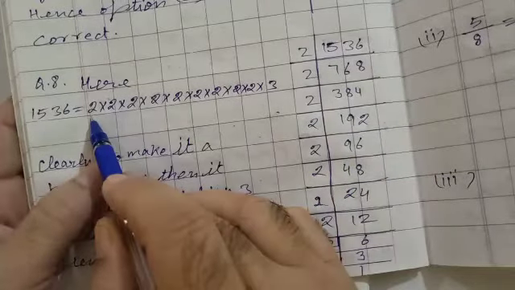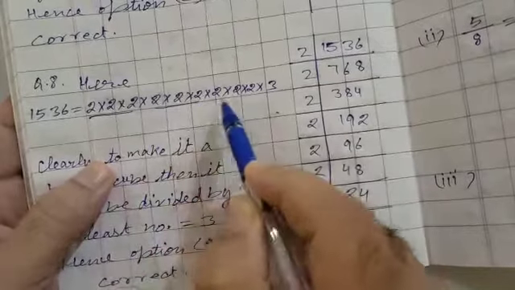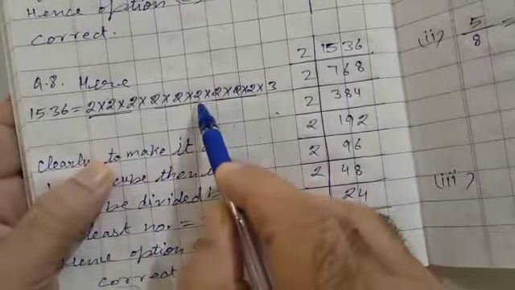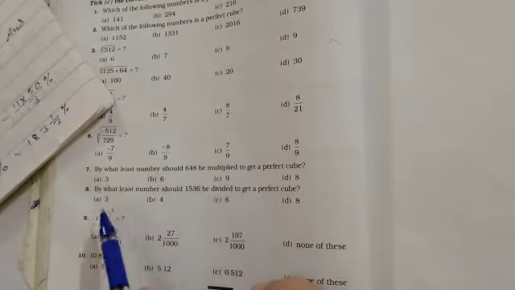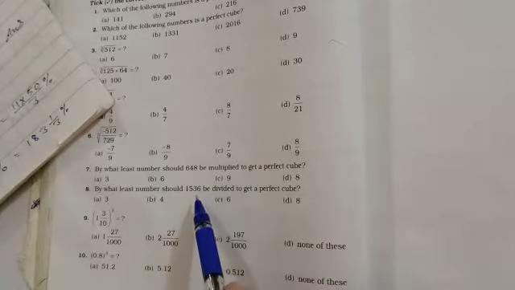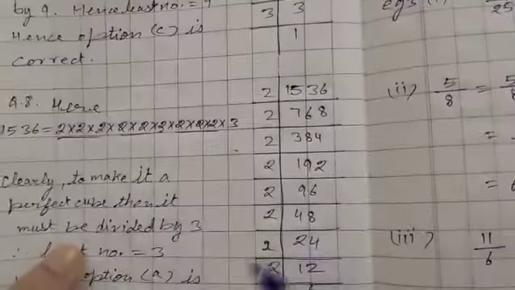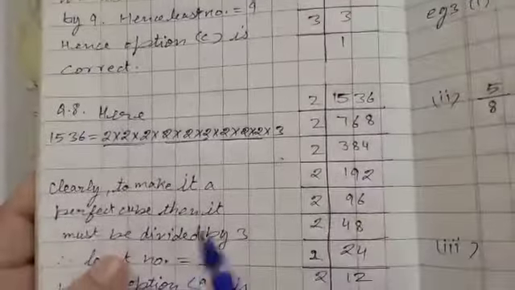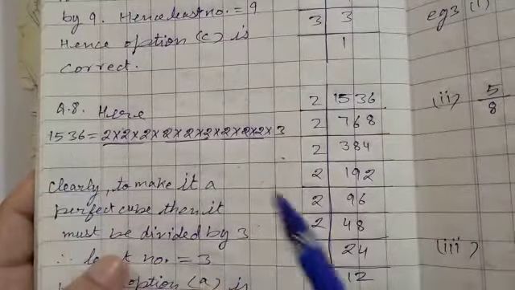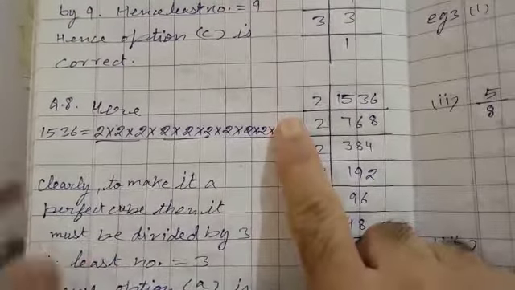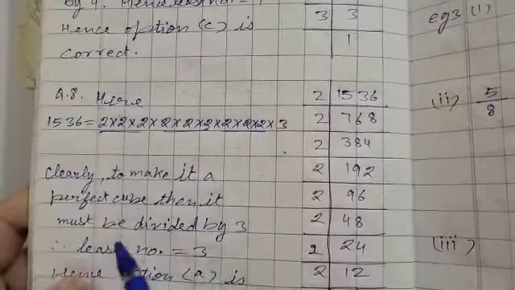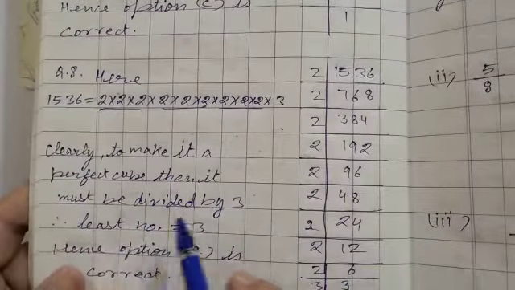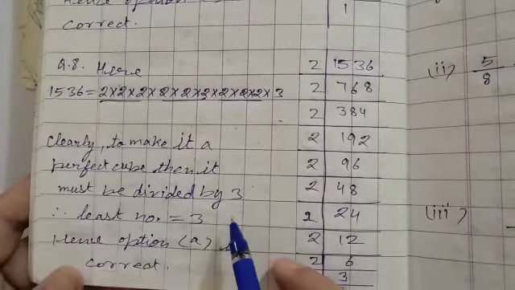2 forms a triplet, 2 forms a triplet, 2 forms a triplet, but 3 does not form a triplet. So this question depends on division. By what least number should 1536 be divided to get a perfect cube? Clearly, if we divide 1536 by 3, we get a perfect cube because all prime factors form a triplet. Hence, least number is 3.